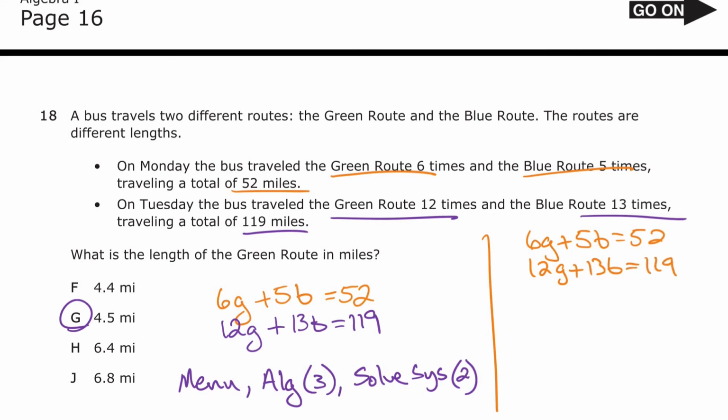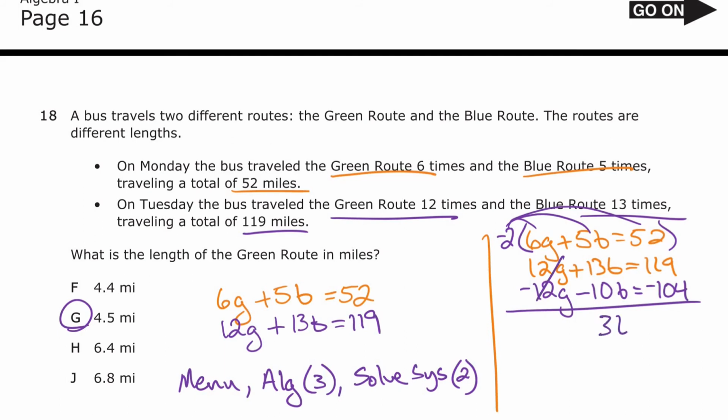We would need to multiply this top one by -2 in order to get something that would cancel. -2 times 6G is -12G. -2 times 5 would be -10B. And -2 times 52 would give us -104. Now we combine vertically. The 12G and the -12G cancel. We have 3B equals 15. Divide by 3, divide by 3. B is equal to 5.